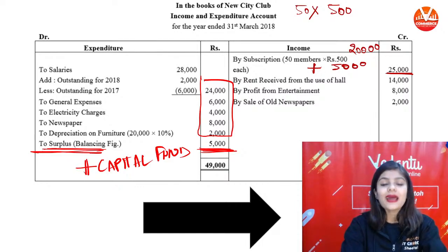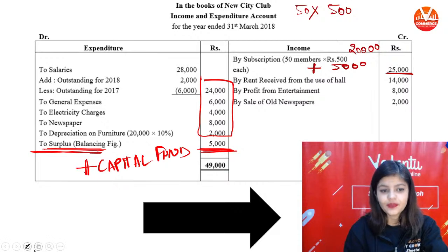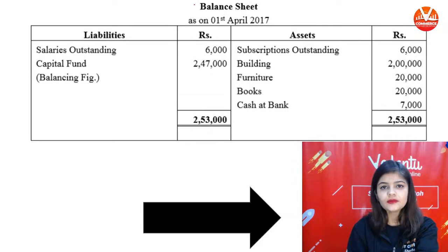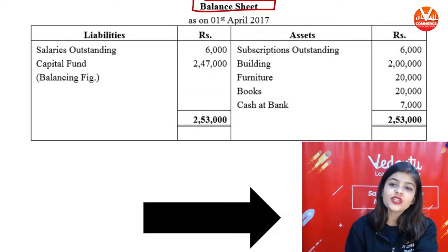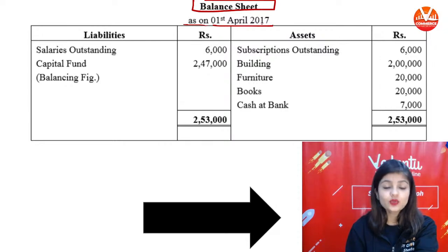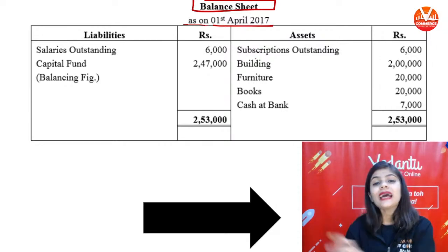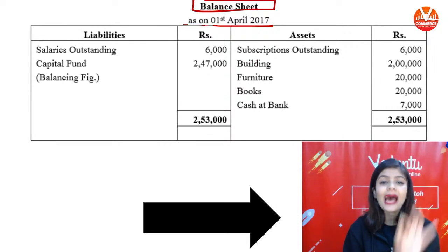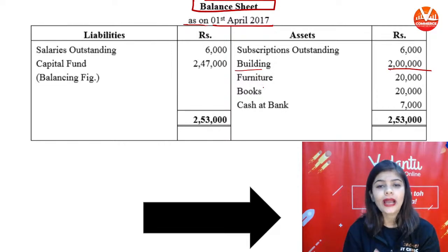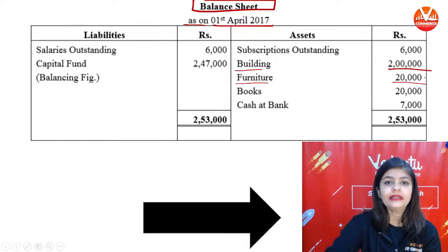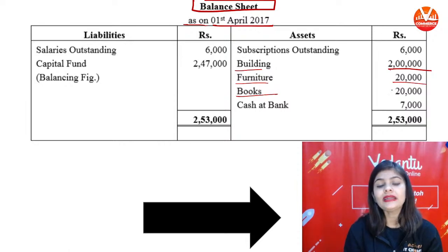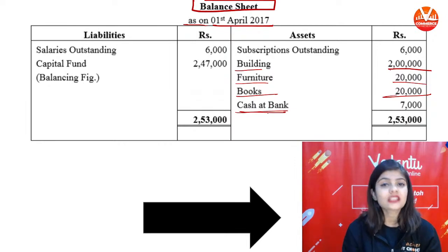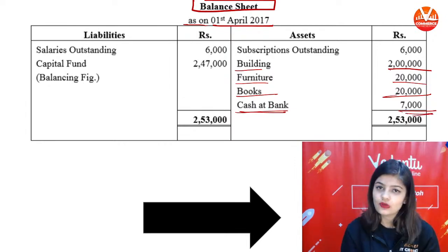So now your income and expenditure account is complete. Now it's time to prepare the opening balance sheet. Balance sheet as on 1st April 2017. On the asset side, you will first record all the assets. Building, 2 lakh. Furniture, 20,000. Books, 20,000. The opening balance of cash in bank given in the receipt and payment account was 7,000.